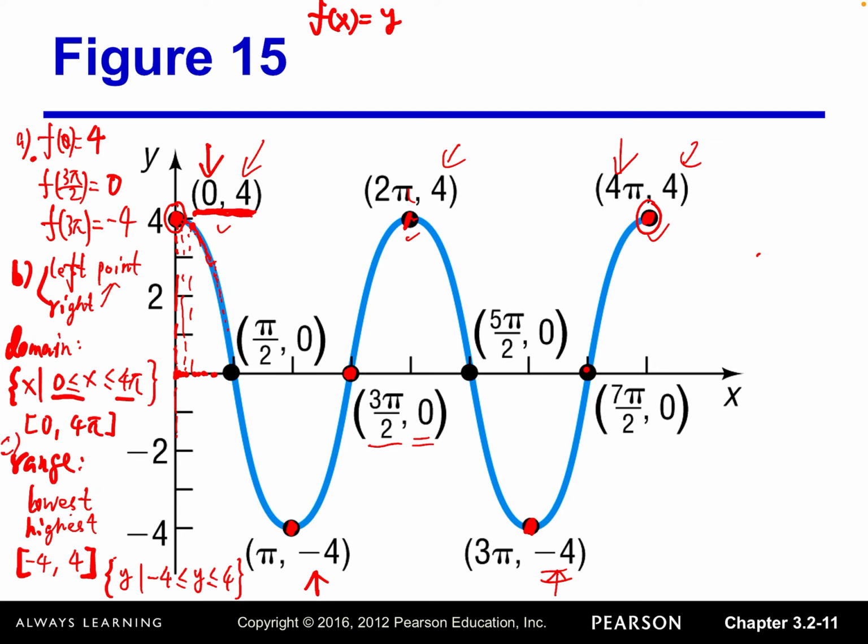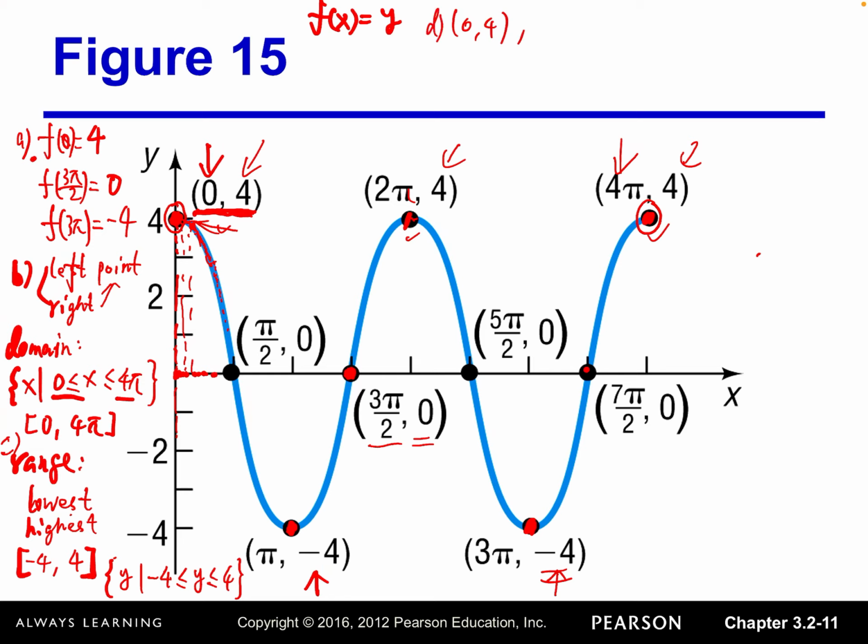That's question C. And then D asks us to find all the intercepts. Finding intercepts is easy. We're just looking for where the graph intercepts the x-axis and the y-axis. We have one y-intercept right here, so that's (0, 4). That's the D part.